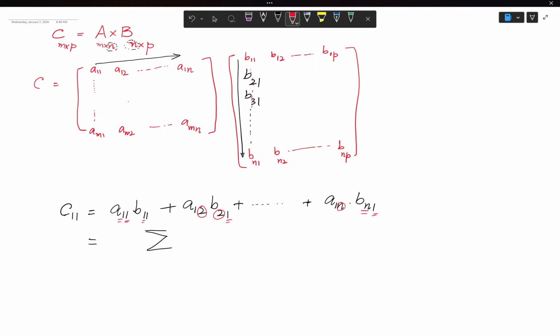So I can write here C11, where the first index comes from the row index of A, and the second index comes from the column index of B, the second matrix. So it is A1k times Bk1, where k varies from the first element to the nth element, right?